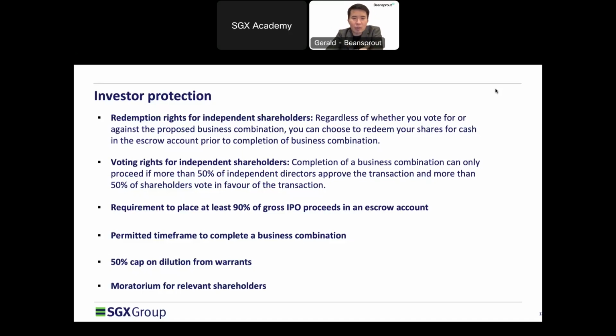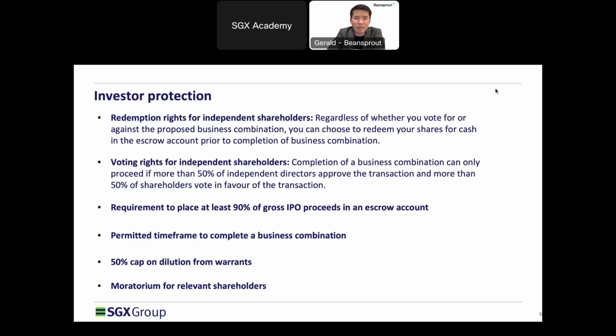Next, we have a few other requirements. So number one, the SPAC sponsor will have to put at least 90% of the gross IPO proceeds in an escrow account. Some of the SPAC sponsors in Singapore put an amount that is even higher than 90%. That provides you with an additional safeguard, in that even if you were looking at a liquidation or a redemption, you would be able to get a significant amount of your money back.